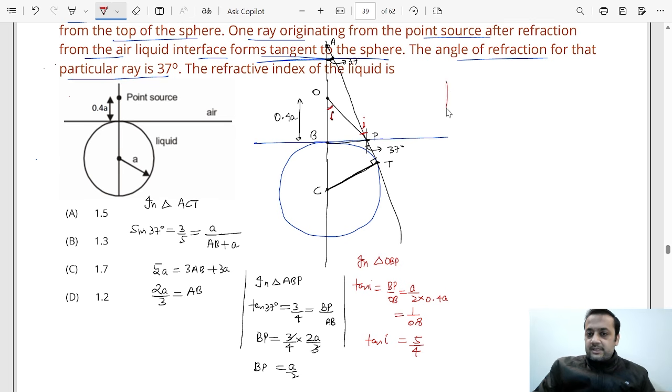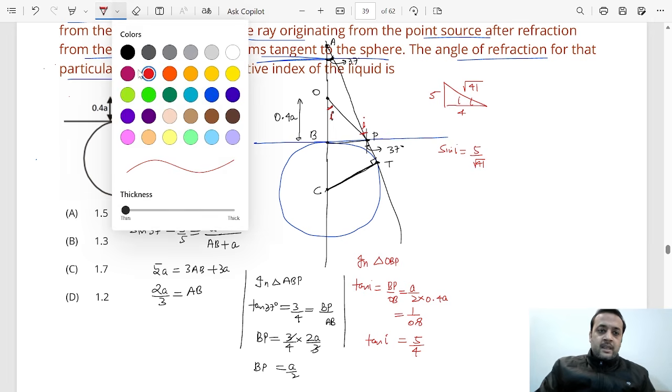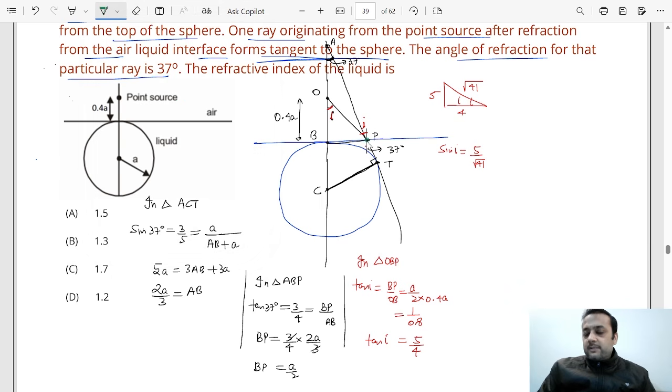Now using the triangle method, if we have calculated the value of tan I as 5 by 4, naturally the hypotenuse will be root 41. So sin I can be calculated using the triangle, which is 5 by root of 41. 5 by root of 41 is the value of sin I. And now we can apply Snell's law at the point P very easily.